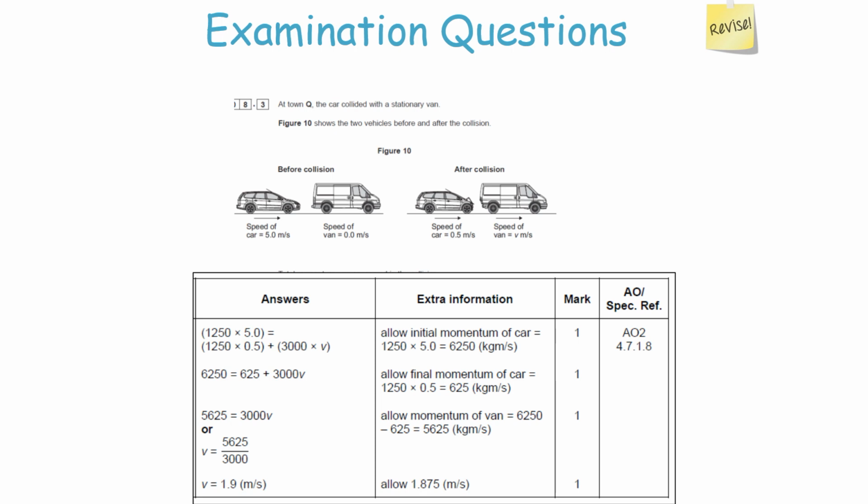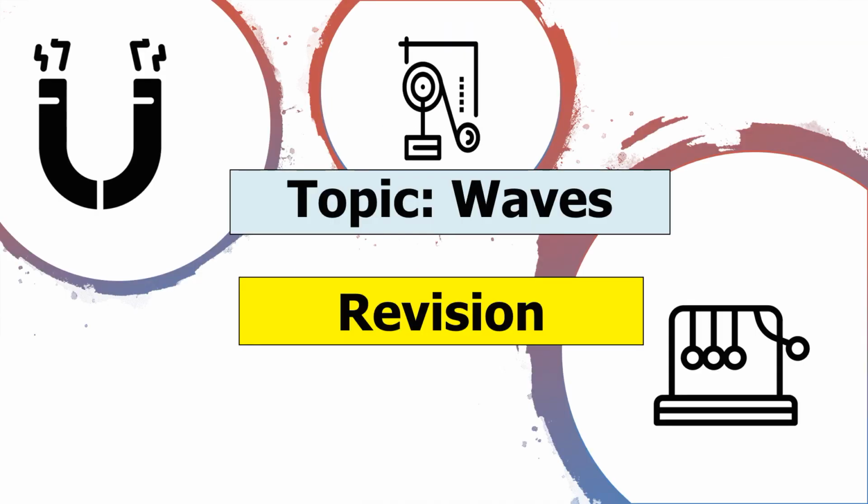So therefore v is equal to 5,625 divided by 3,000, which equals 1.9 meters per second, which if you look at the values in the question is a sensible estimation. So let's now have a look at some questions concerning waves.